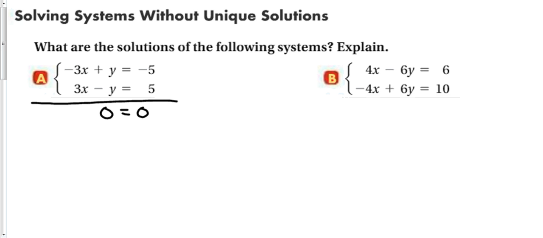Because we have something that is true, this system represents the same lines. So the system in A has an infinite number of solutions, as opposed to the system in B. X's cancel, y's cancel. We have 0 is equal to 16. That is not true. Okay, so this has no solution. These two lines are parallel. They have the same slope and different intercepts.